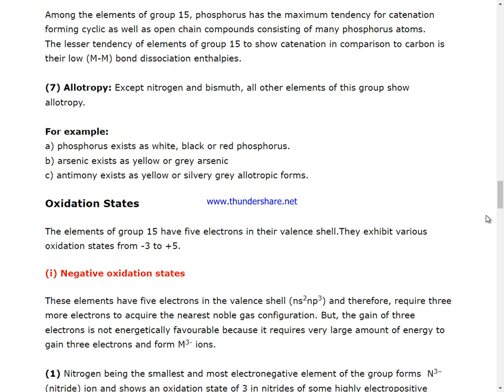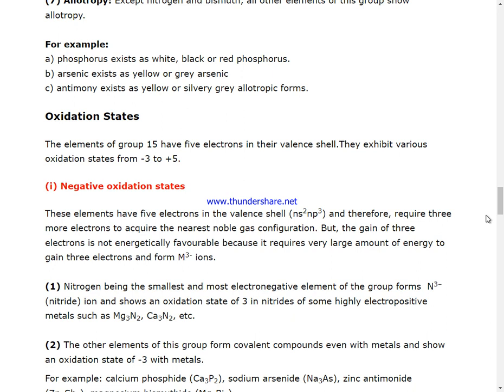For example, phosphorus exists as white, black or red phosphorus. Arsenic exists as yellow or grey arsenic. Antimony exists as yellow or silvery grey allotropic forms. Oxidation states. The elements of group 15 have 5 electrons in their valence shell. They exhibit various oxidation states from -3 to +5.